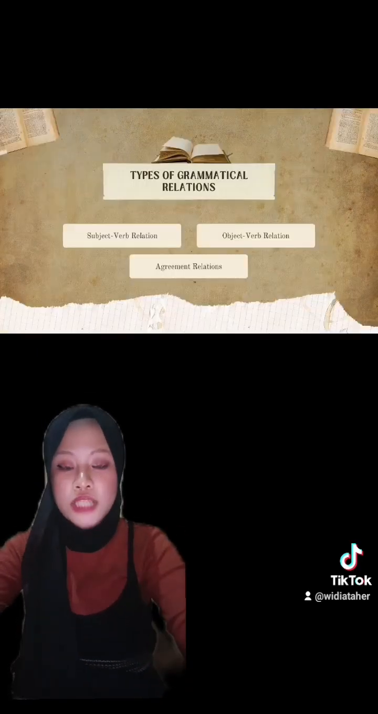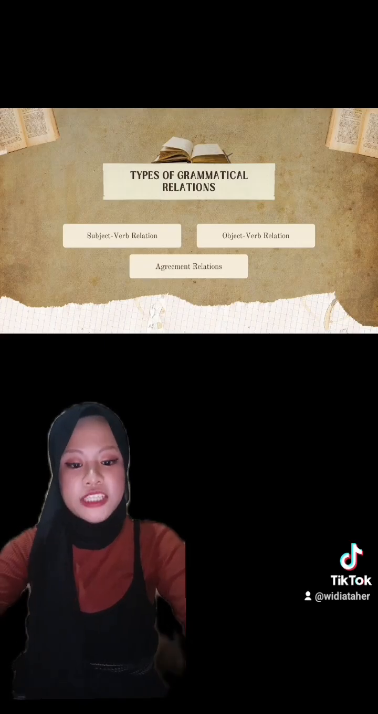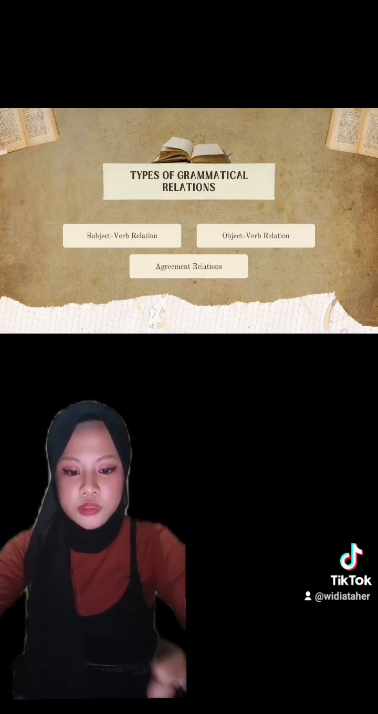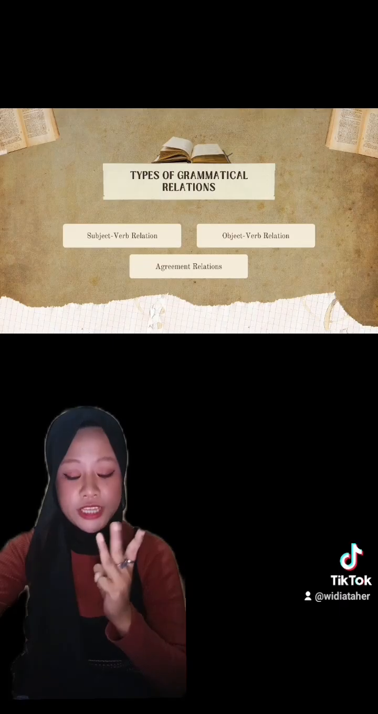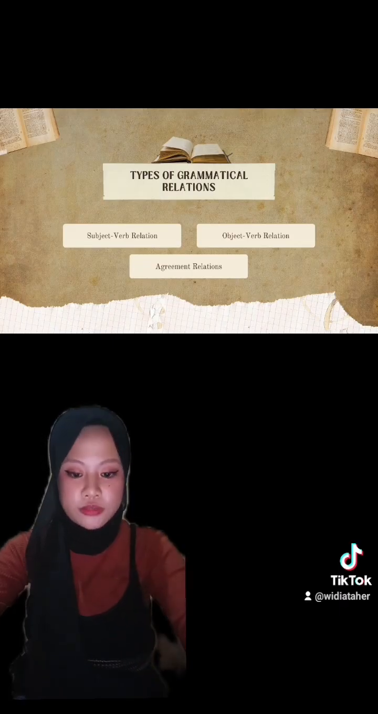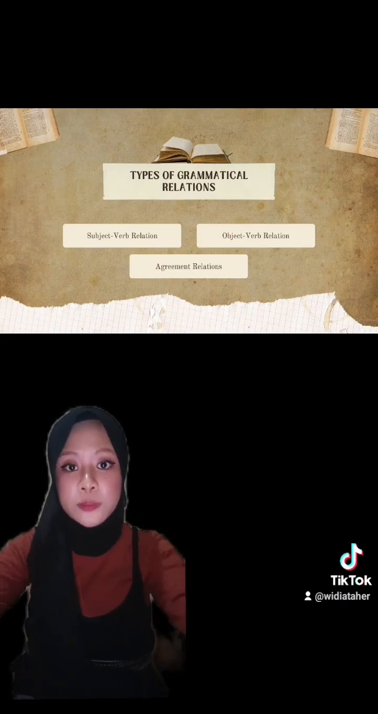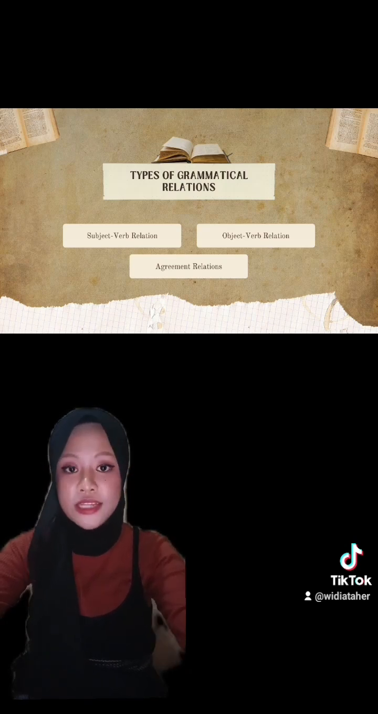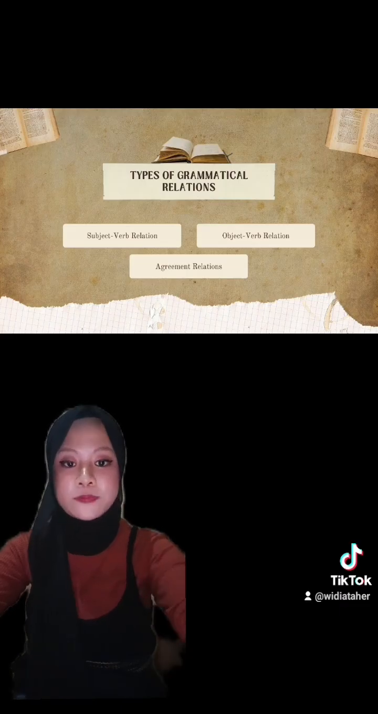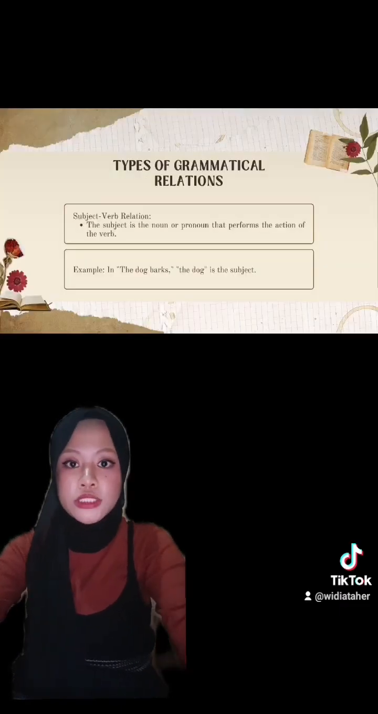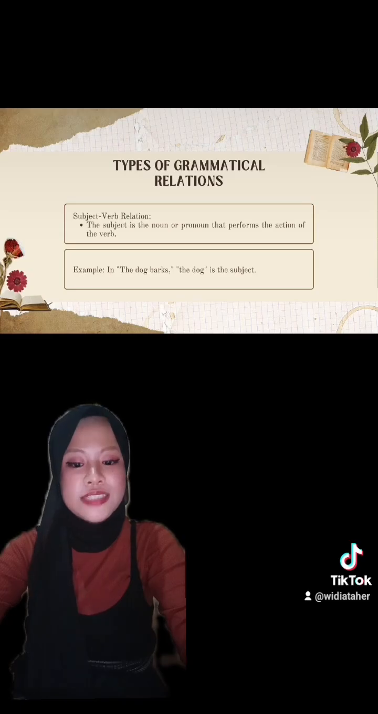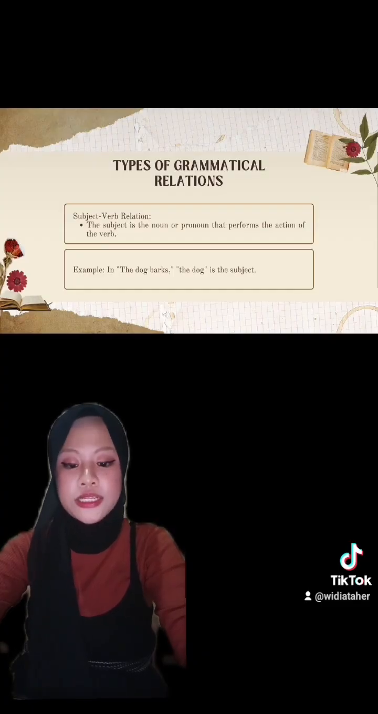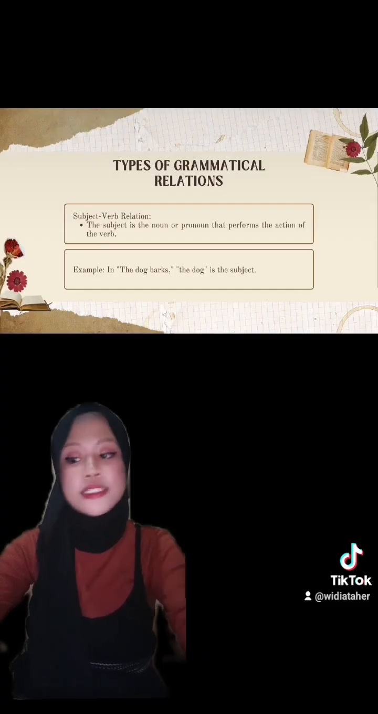Next, we talk about types of grammatical relations. There are three things about it. The first one is subject-verb relations. The second one is object-verb relations. And the last one is agreement relations. So, I will explain subject-verb relations. The subject is the noun or pronoun that performs the action of the verb. For example, in "the dog barked," the dog is the subject.